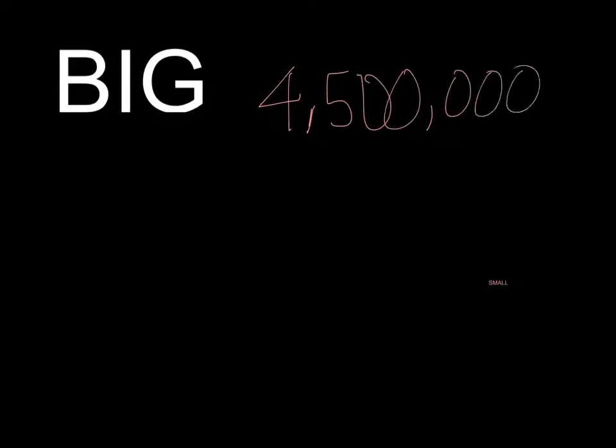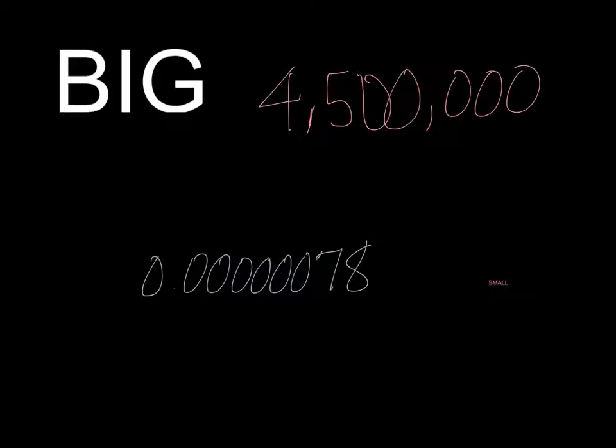So we will only be using scientific notation for really big numbers and really small numbers. An example of a really big number would be 4,500,000. And then an example of a small number would be something like 0.00000078. To make these numbers easier to deal with, we would put these into scientific notation.